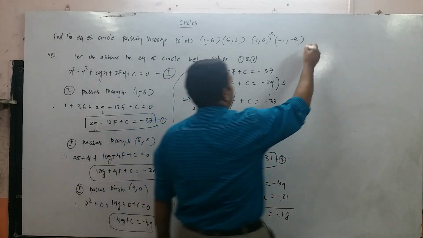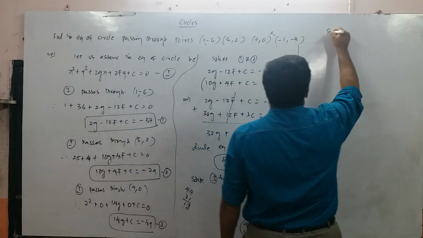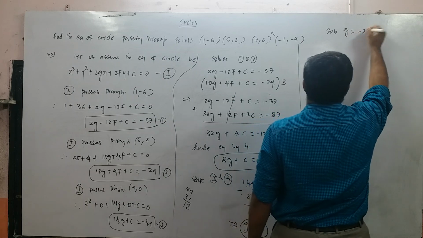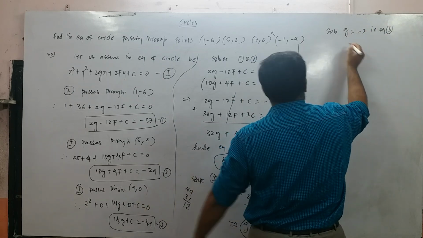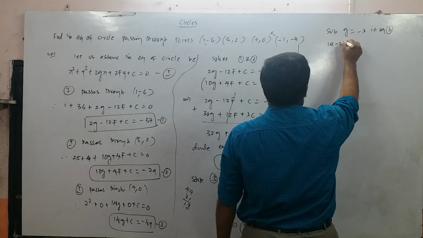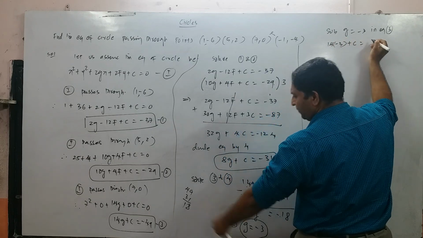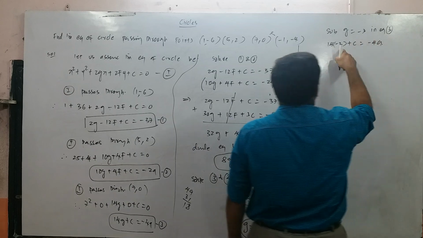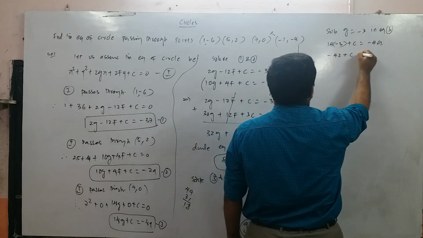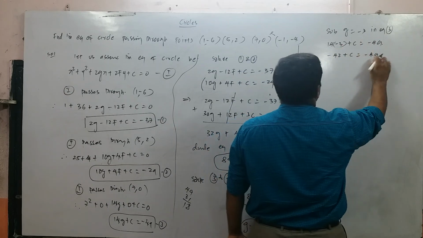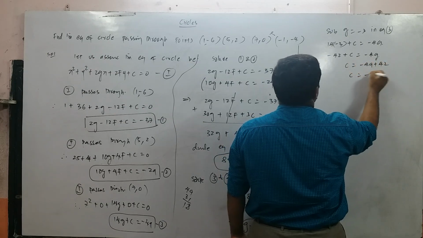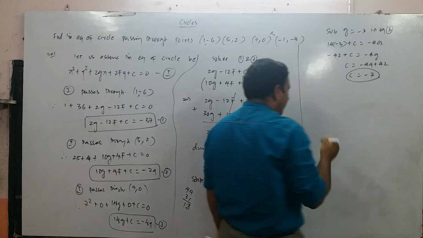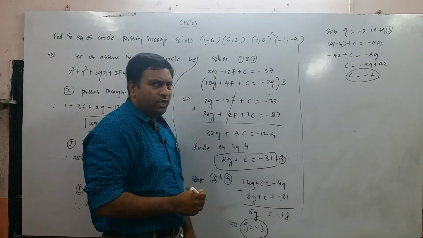Now once you get the value of G, I will say substitute G is equal to minus 3 in equation 3. What is equation 3? 14 into minus 3 plus C is equal to minus 49. 14 3s is minus 42 plus C is equal to minus 49. So C is equal to minus 49 plus 42. What is C equal to? Minus 7.